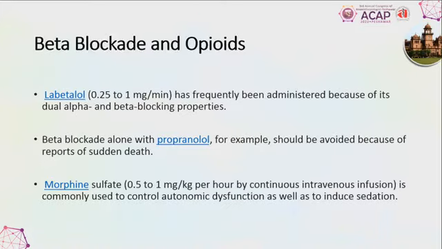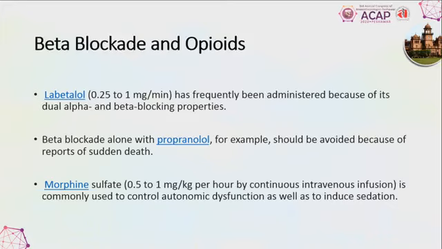The other thing is beta blocker and opioids. Labetalol, sometimes it is important to give labetalol, has frequently been administered in these patients if it is required. And a beta blocker alone, with propranolol for example, should be avoided because it causes sudden death of the patient. For pain, morphine is a very helpful and very important drug, because the muscle spasm is so intense and so painful. But morphine is not available.